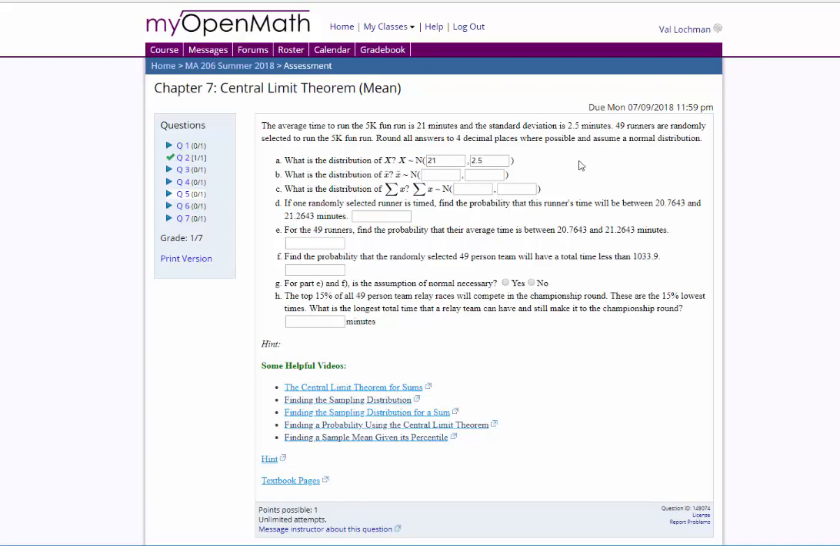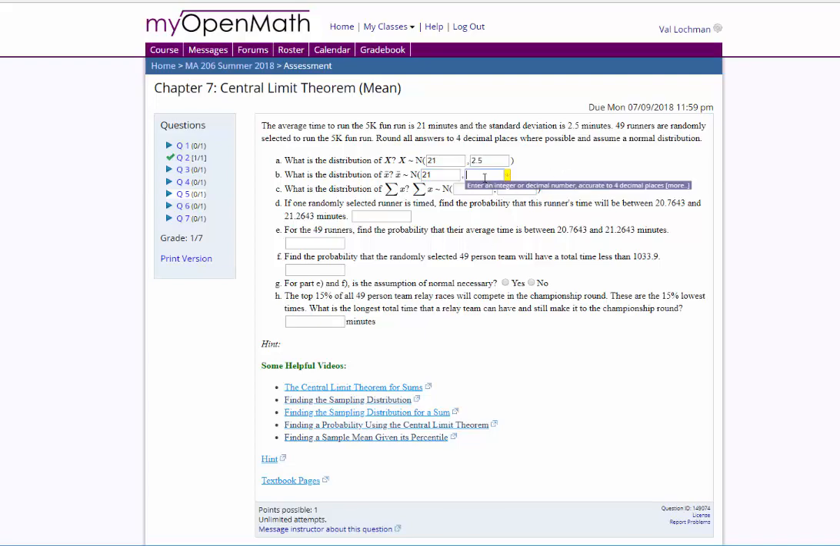Let's take a look at the next line. What is the distribution of X bar? Okay, X bar, that is the sample mean, right? So the distribution is normal by the central limit theorem. So our first parameter is the same, 21 minutes, and now we have 49 runners.